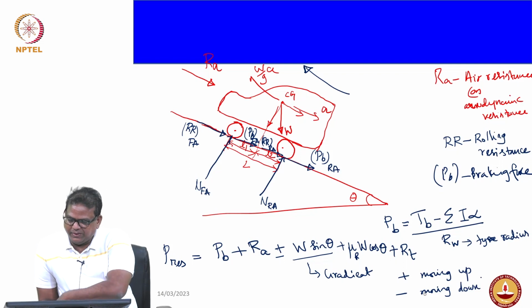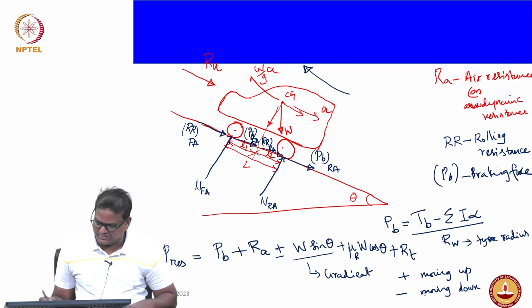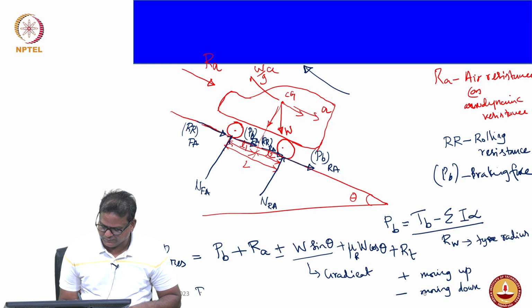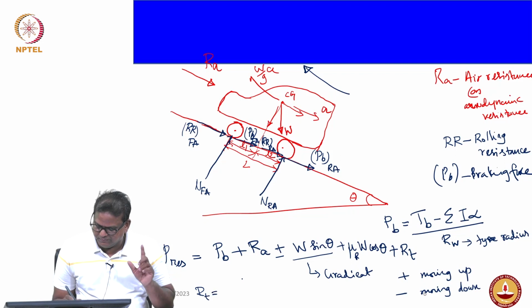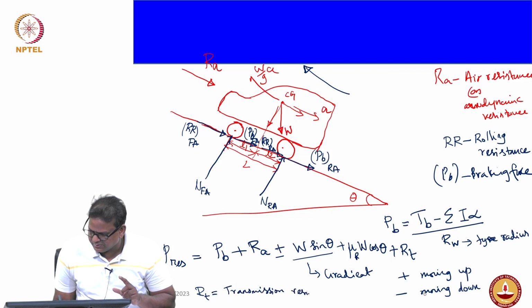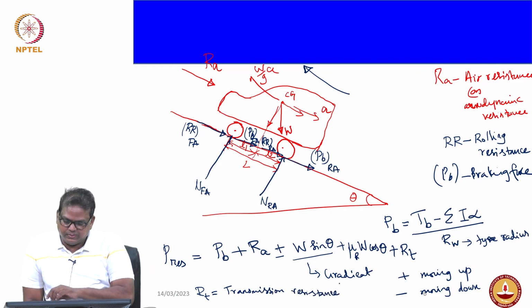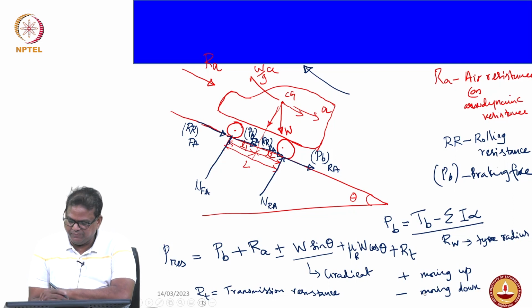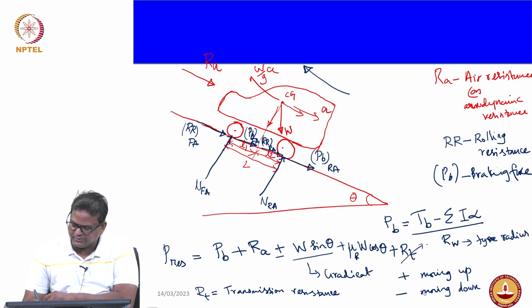So RT is the rolling resistance. It's a small quantity. RT is a transmission resistance, I'm sorry. It's called transmission resistance. Okay. Now, the small quantity, we can neglect this RT.